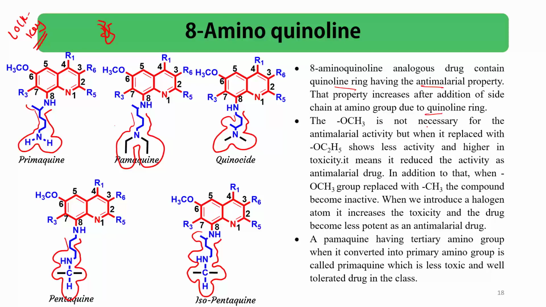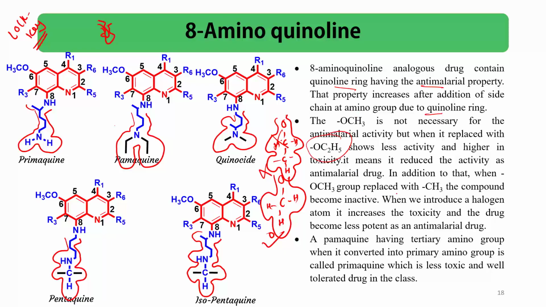The OCH3 is not necessary for the antimalarial activity, but when it is replaced with OC2H5, it shows less activity and higher toxicity. Suppose we have an OCH3, and if we add OC2H5, then the situation is something like that. If you create a cavity, the cavity should be like that, but here it is different. That helps to improve the activity, but that can't. So it reduces the activity as an antimalarial drug, and we cannot prefer this OC2H5 group in our compounds.